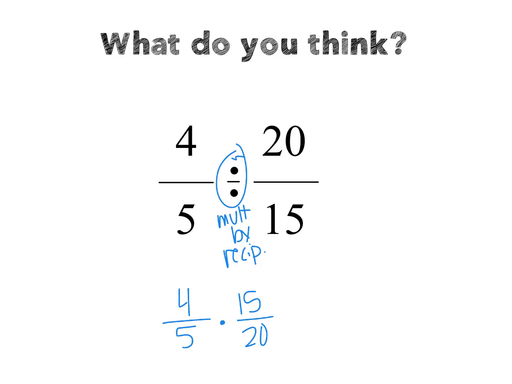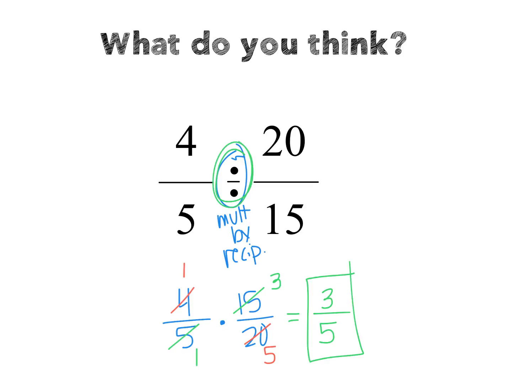So for instance, when I think about 4 and 20, I know that 4 can go into both of those, and 4 goes into 4 one time, and 4 goes into 20 5 times. And so then I'm going to look at 5 and 15, and I know 5 goes into both of those. So 5 goes into 5 once, and 5 goes into 15 3 times. And so I end up multiplying 1 times 3, and I get 3, and then 1 times 5, and I get 5, and I can't simplify 3 over 5, and so that's my answer. So the biggest thing with division is remembering to multiply by the reciprocal.